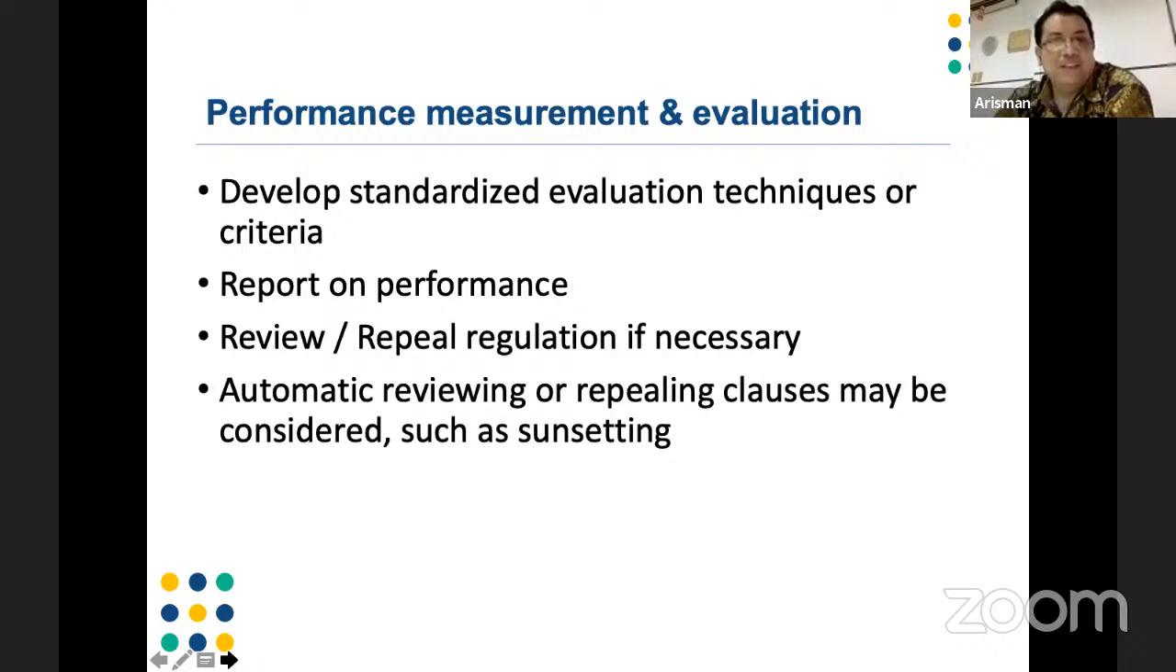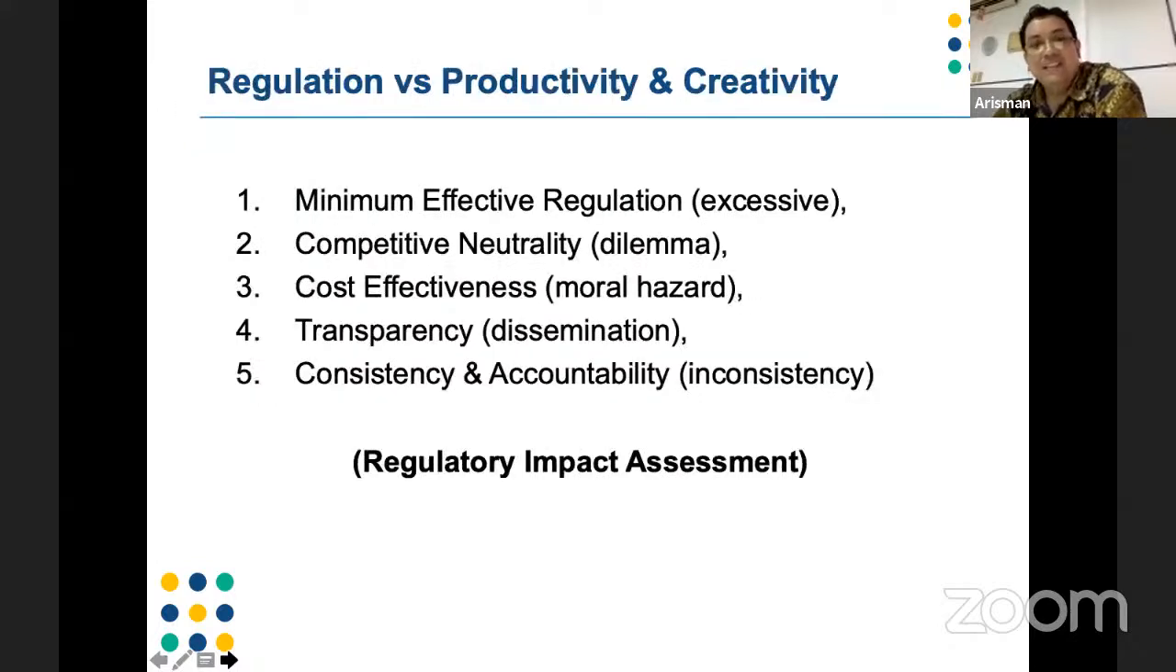These tools also need to be reviewed, of course, because, let's say for a regulation, after reviewing, we also consider sunsetting. This is a part of the performance measurement and evaluation. But some of the regulation also contradicts productivity and creativity, because too much regulation also has a negative impact. So that's why there are five pointers to consider to make sure of minimum effective regulation.